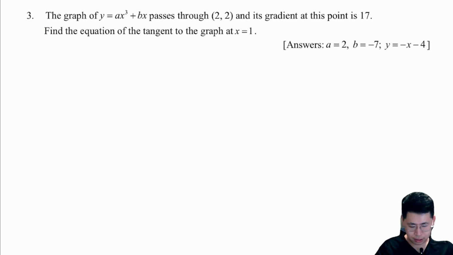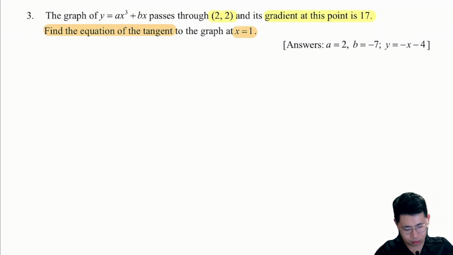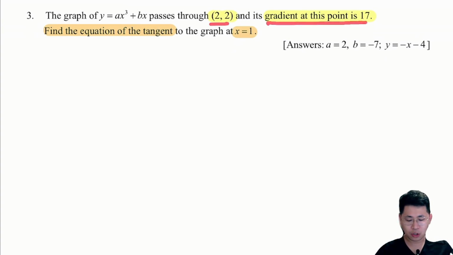Moving on to question 3, we have the graph of y equals to ax cubed plus bx passing through this point 2, 2, and the gradient at this point is 17. What we want to find is the equation of the tangent to the graph at x equals to 1. We need to realize that the information given is for x equals to 2, but the equation of tangent we are looking for is at x equals to 1. So we are talking about different points. However, we'll probably need to make use of this information to solve for a and b first.